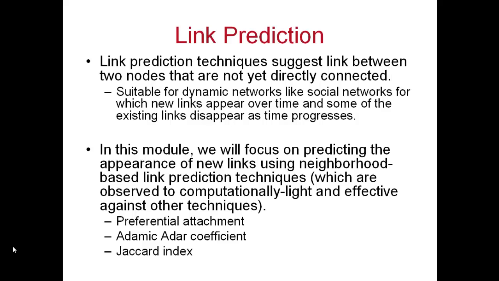We'll also focus specifically on what is called the neighborhood-based link prediction techniques, which are observed to be computationally efficient and also effective compared to other techniques out there. We are going to look at three of these techniques: the preferential attachment technique, the Adamic-Adar coefficient, and the Jaccard index.